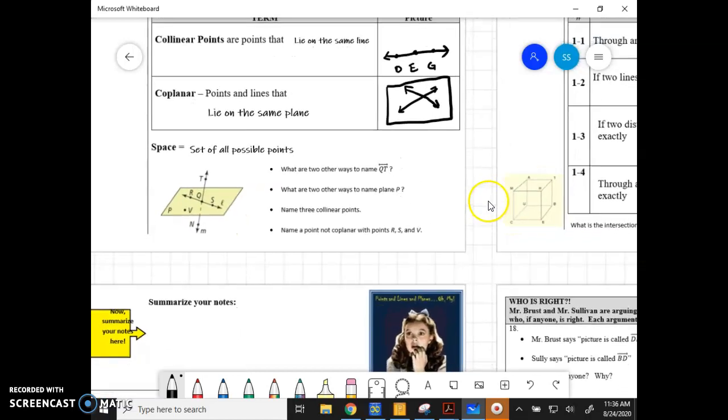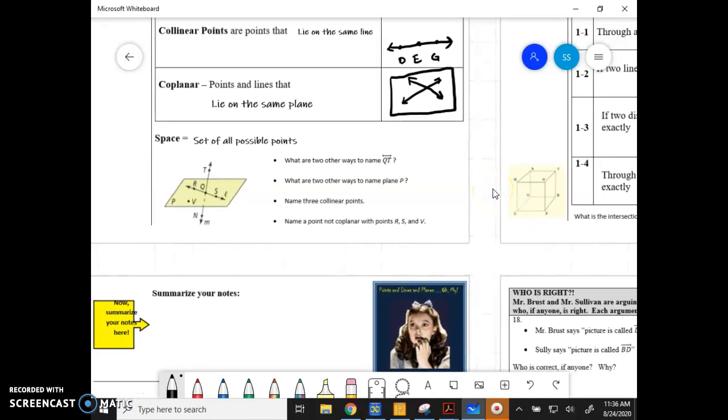The next thing you're going to want to fill in here: space is considered the set of all possible points. Hopefully we can recognize that we have this plane. We could label this as plane P and just write it out, or we could label it with the 3 points like I said before, like R, V, Q. But hopefully we recognize that T and N are not on this same plane.